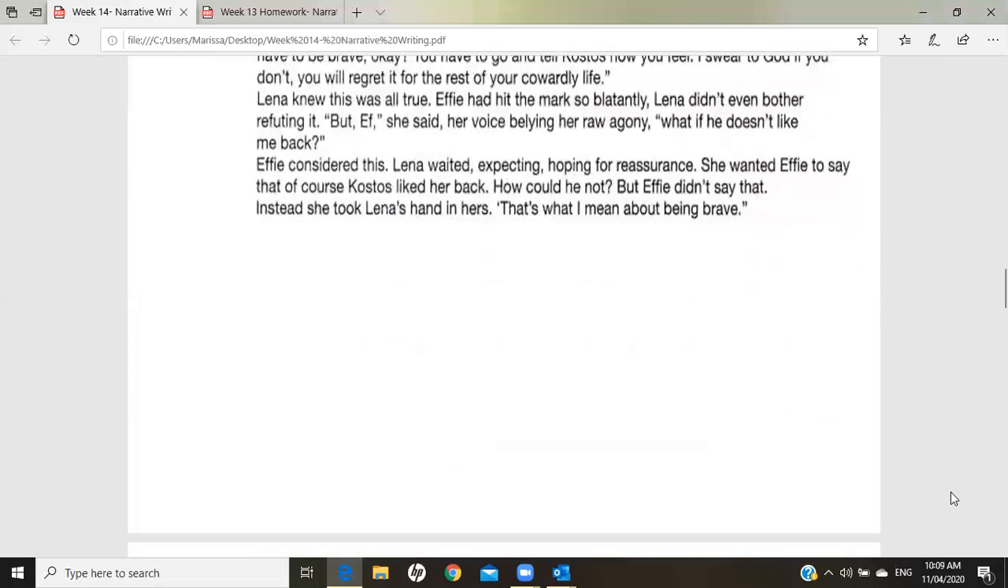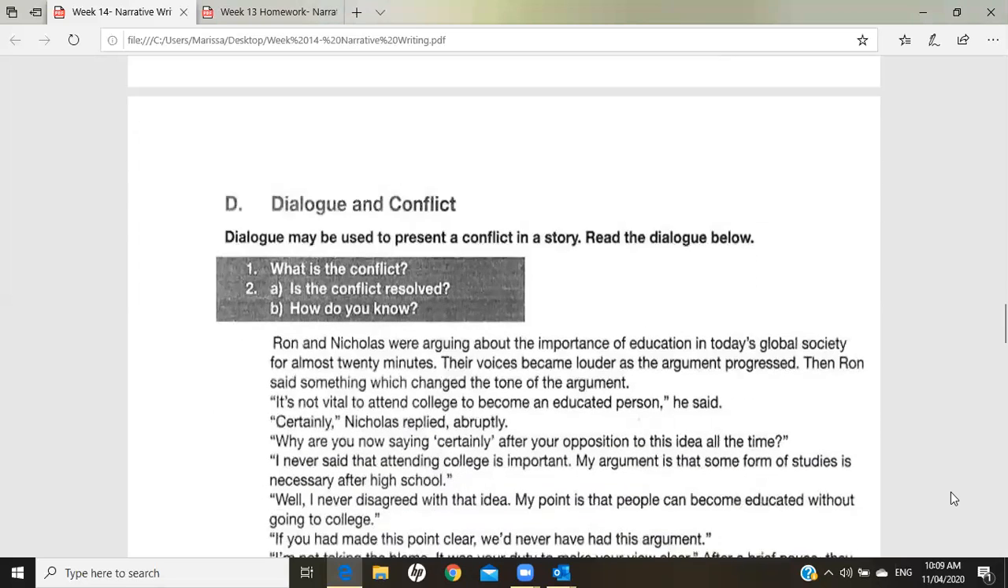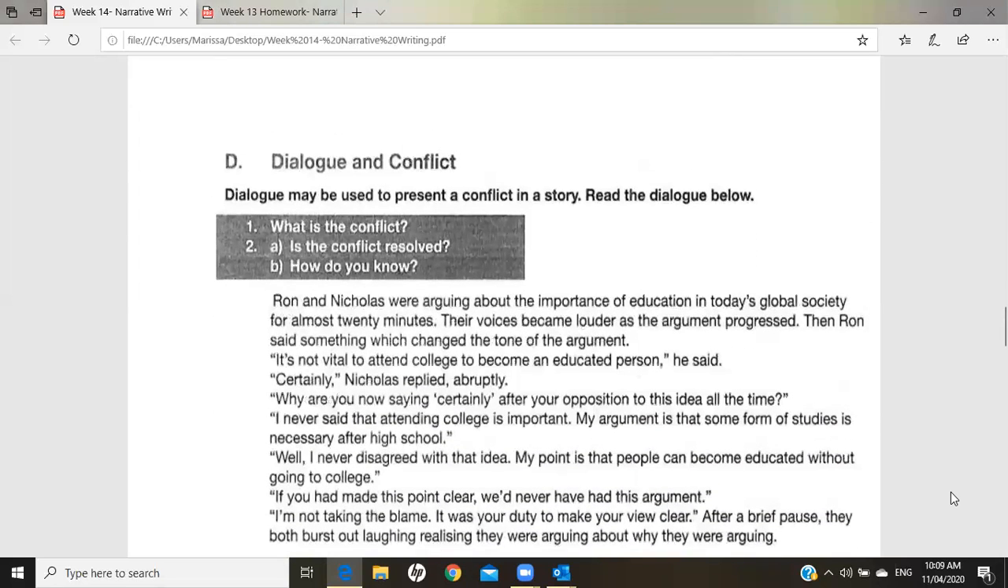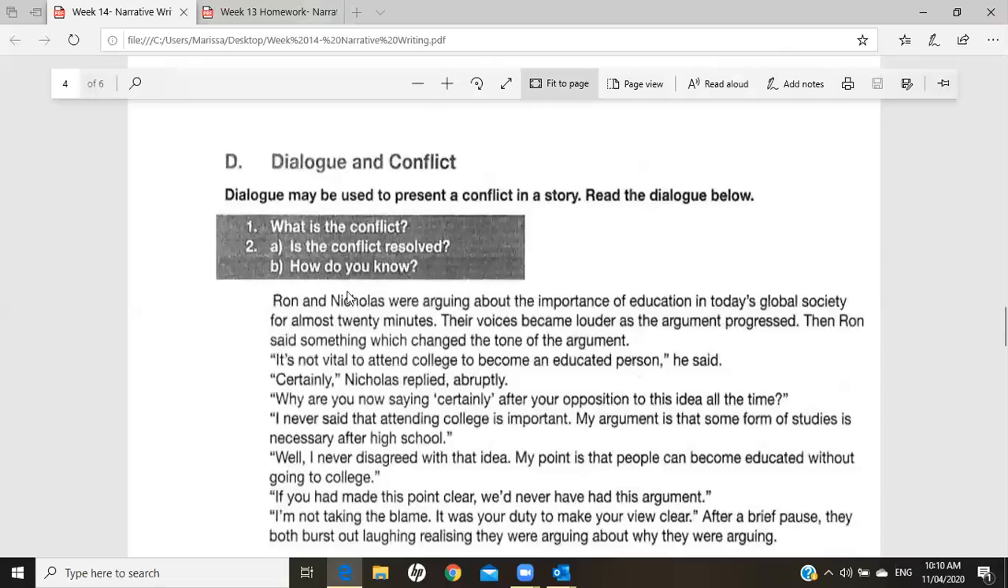And the last exercise on dialogue is dialogue and conflict. So we know that sometimes when we read what characters are saying, it helps to showcase some sort of conflict that the characters are facing. So it says dialogue may be used to present a conflict in a story.